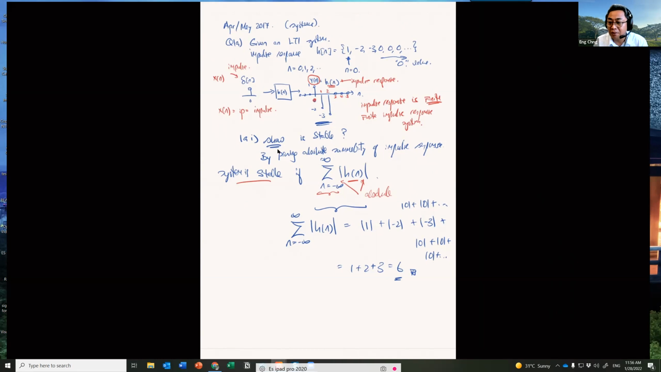I shouldn't be giving you the hint. I should just say show that the above system is stable, and then you should tell me that an LTI system can be shown to be stable if the impulse response is absolutely summable. You give me this equation, then you say that the value of this equation comes out to be 6, and since 6 is less than infinity, therefore the system is stable.